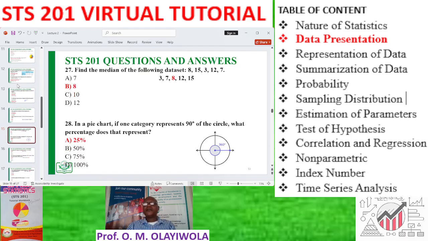27. Find the median of the following data set. So the data set you have, you first of all arrange it from smallest to highest, or highest to smallest, and pick the middle one. So the middle one is 8. So 8 is our answer, B.